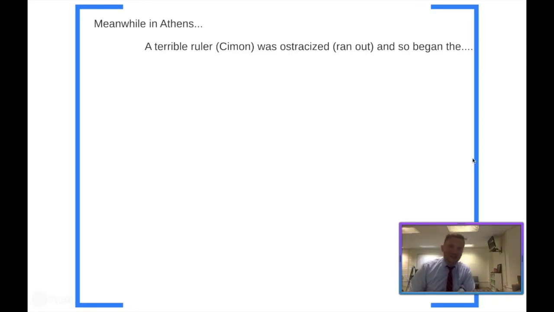And his name was Cimon, C-I-M-O-N, right? So now you don't need to write his name down. He's not on the test anywhere. But I'm just giving you a heads up that when he returned with that 4,000 group expeditionary force, he returned to find out that he was about to be ostracized, right?